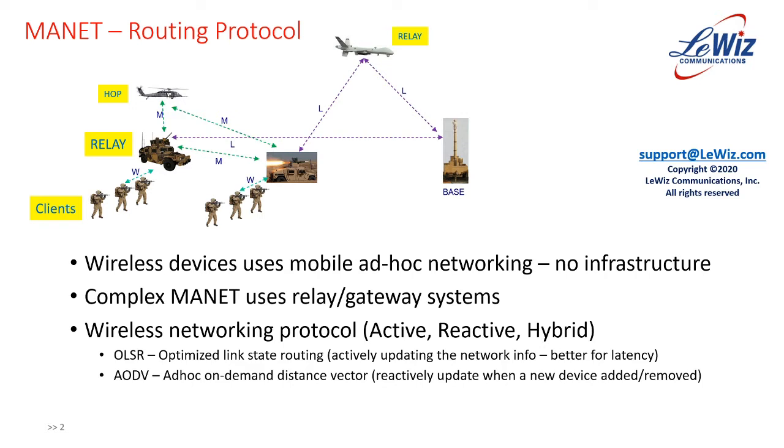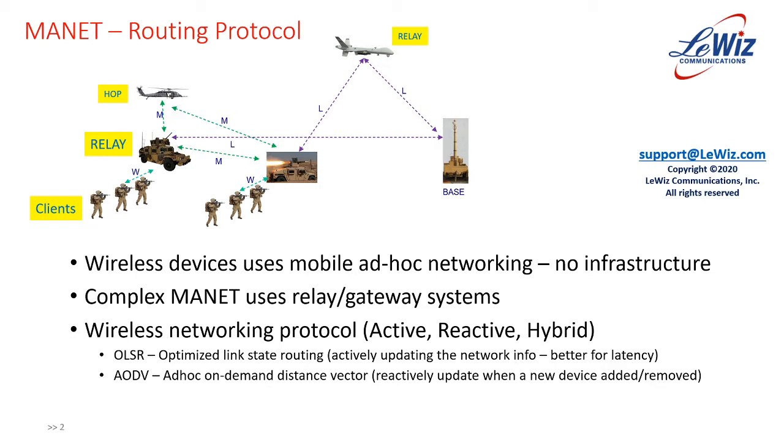If you look at the diagram here, you see that we have clients and then we have relay systems. For example, if a client wants to go from here to a base, they may go from here to a relay system and then go to the base. In this case, each of these is called a hop. From here to here is one hop, from here to here is another hop, and you're going to hear that in a demo later.